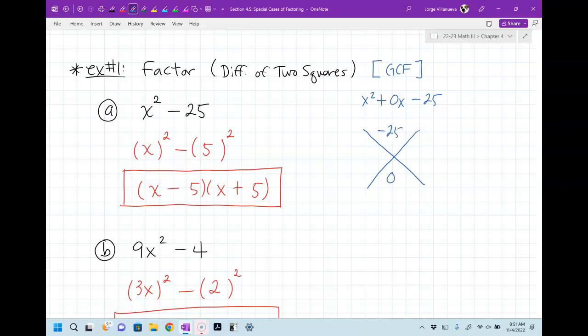0. What two numbers multiply to negative 25 and add up to 0? Well, if they add to 0, they better be the same number, just opposites. So negative 5 and positive 5. These are my answers. X minus 5, x plus 5. And look at that. Same answer. Right? You can do it by using the x method.